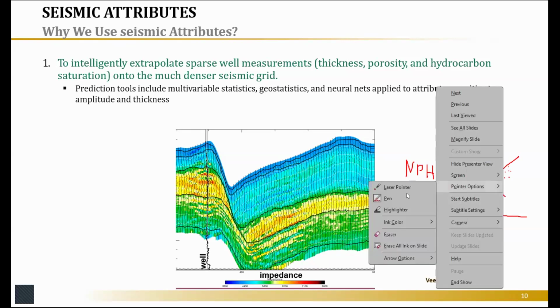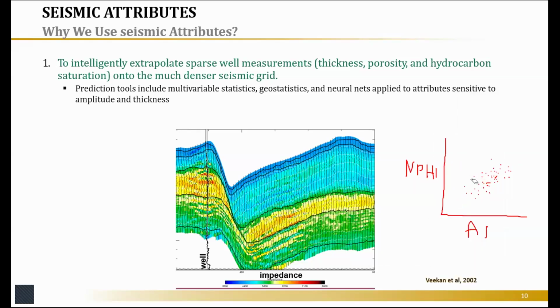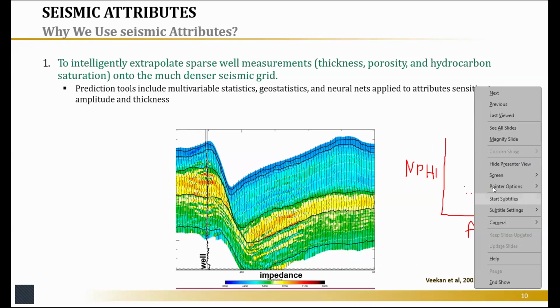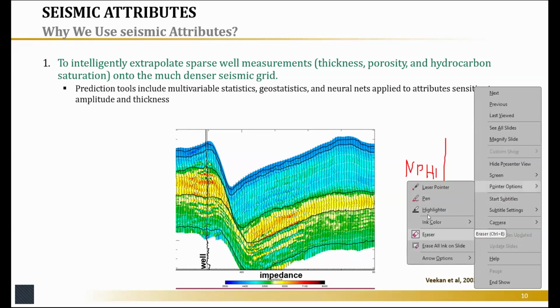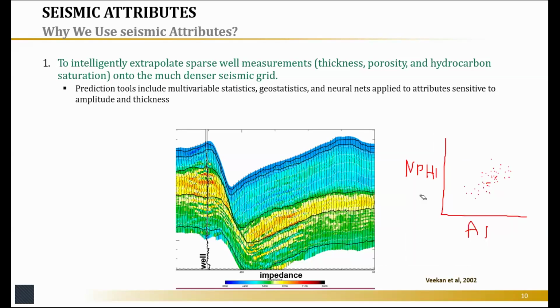I will change that color. So the relation will be a reverse relation. It's not a proportional relation. So the relation will be like that, okay? And of course, it should fit all of the points of the area that we have. From this relation, we can make an extrapolation for porosity based on the acoustic impedance.